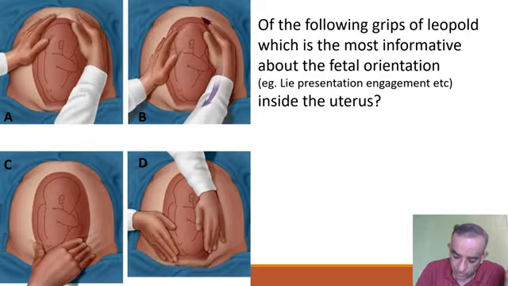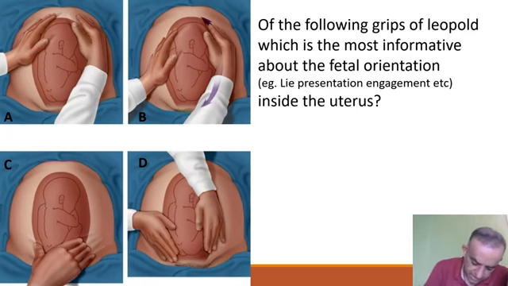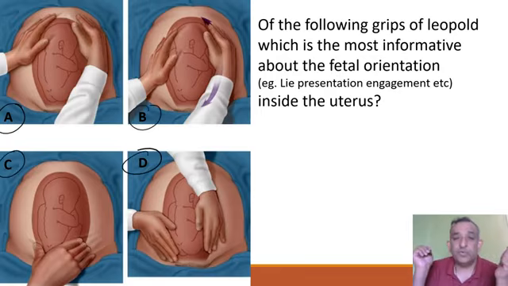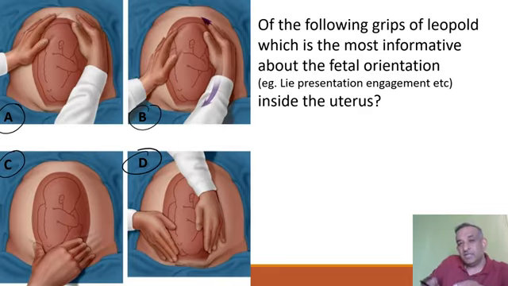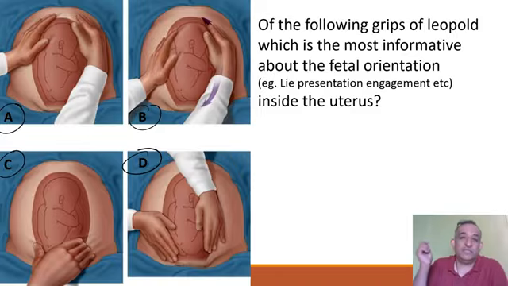Of the following grips of Leopold, which is the most informative about the fetal orientation, that is lie, presentation, engagement, etc. inside the uterus? So A, B, C, D. I hope you can see this. Which is the most informative? The first one is putting your hands on the fundus of the uterus, looking at the mother's face. The first, second, and third grips are looking at the mother's face, and the third one is putting your hands above the pubic symphysis while looking at the mother's feet.